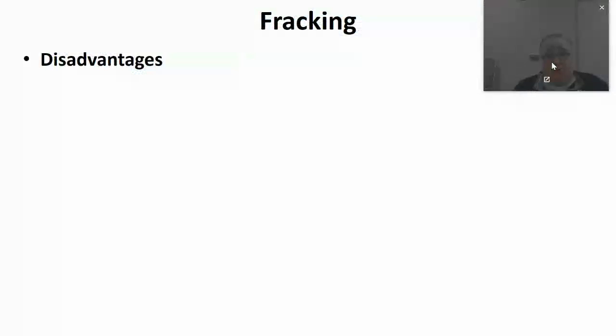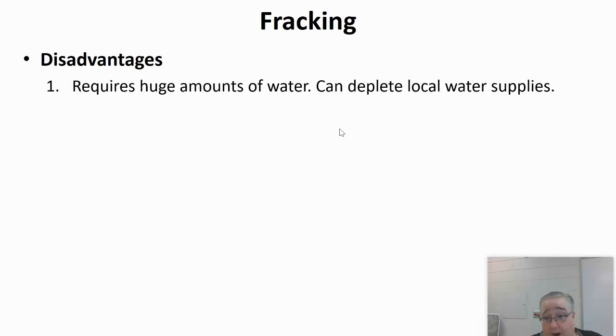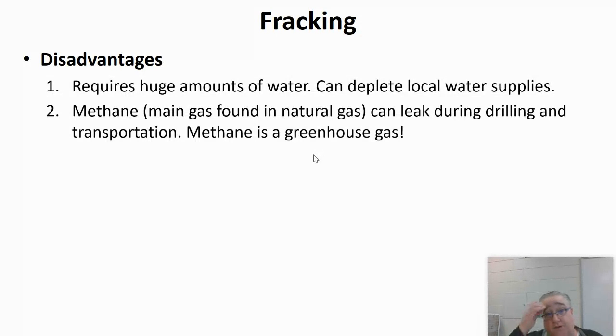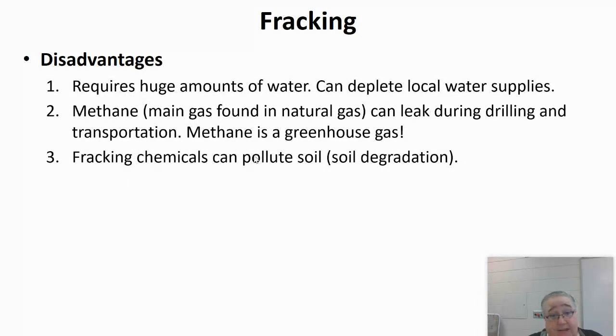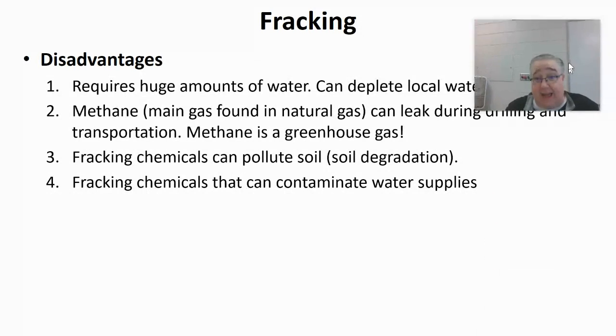Okay, so some of the disadvantages of fracking. I just mentioned this: there's a tremendous amount of water that's used. There's only so much fresh water on our planet, so that can deplete local water supplies. Methane, which is the gas that natural gas is made of, can leak during drilling, up into the atmosphere. It can leak into water. Again, that's a greenhouse gas, so we don't want that going up into the air. Fracking chemicals can pollute the soil. It can render the soil useless. Again, that's soil degradation. And the fracking chemicals can contaminate water supplies.